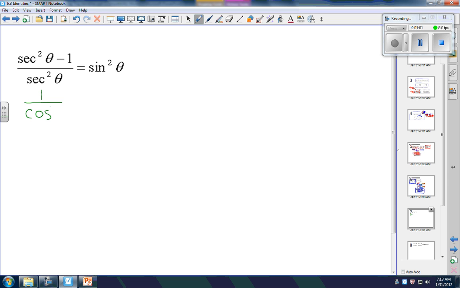So a secant squared is 1 over a cosine squared minus 1. And then replace the bottom with the same thing. Now I got the fractions within fractions again, so I'm going to get rid of them. I'm going to multiply every single piece by a cosine squared.